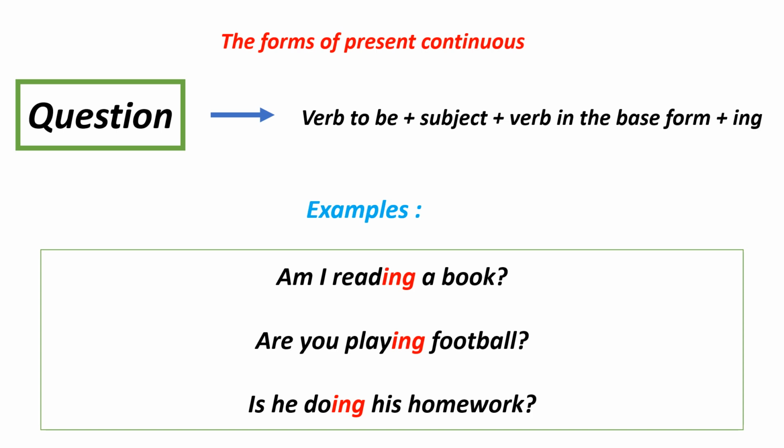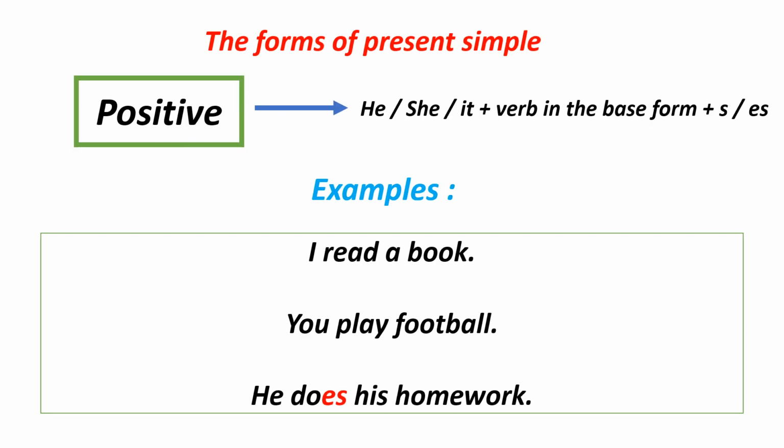And the last example is: is he doing his homework? Is he doing his homework? Is is a verb to be, he is a subject, do is a verb in the base form, then ing. Clear now? Now we'll move to the positive form in the present simple tense.